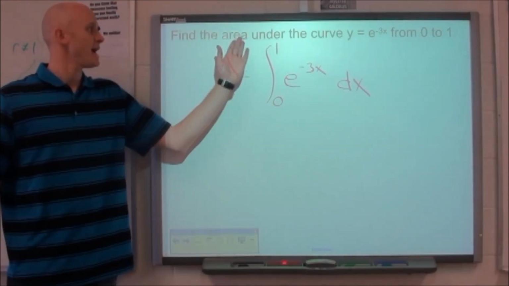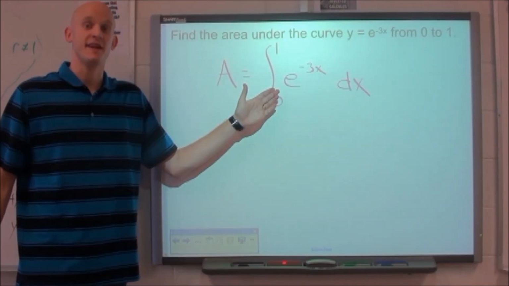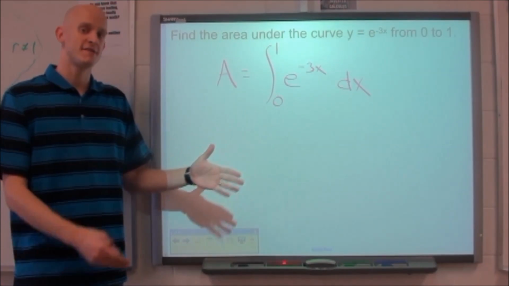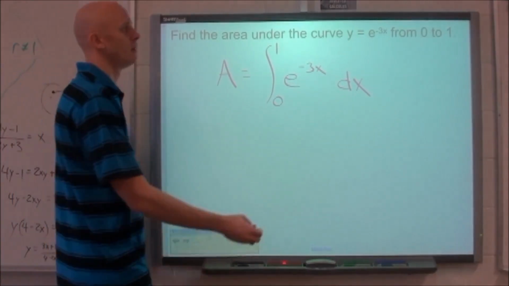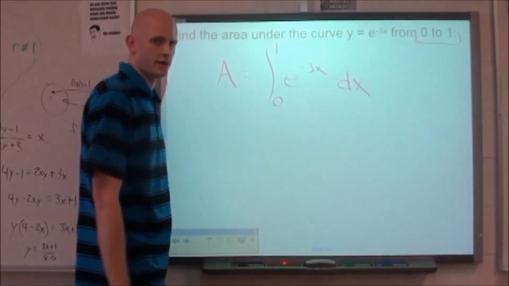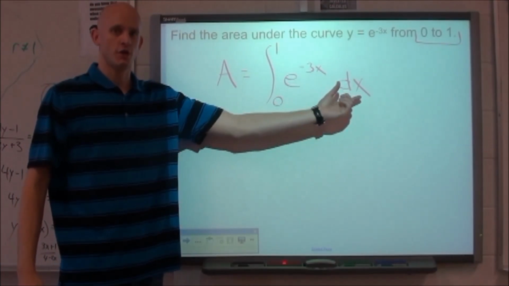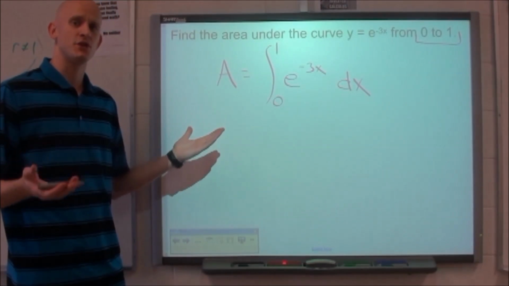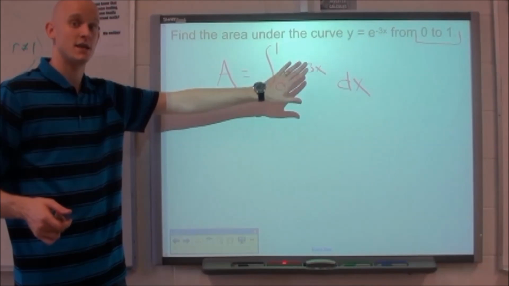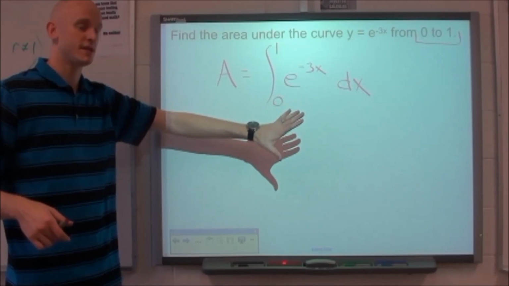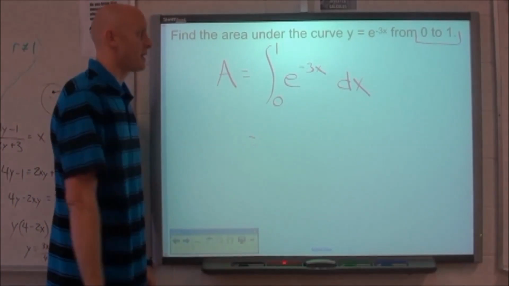Whenever I hear find area under curve, I think definite integral. So I've set this one up already. We know the area under the curve is a definite integral from 0 to 1 of our function. Don't forget the dx. Now all we need to do is use the fundamental theorem of calculus to evaluate this number. This is a number, it's a definite integral. So we can find the antiderivative here.